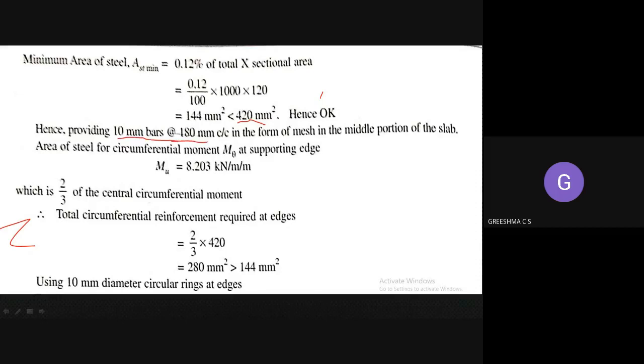What have we provided? We have provided 10 mm diameter bars at 180 mm center to center. That we have provided. So based on this is a true value. This is actually a true value that we are going to do at the site.